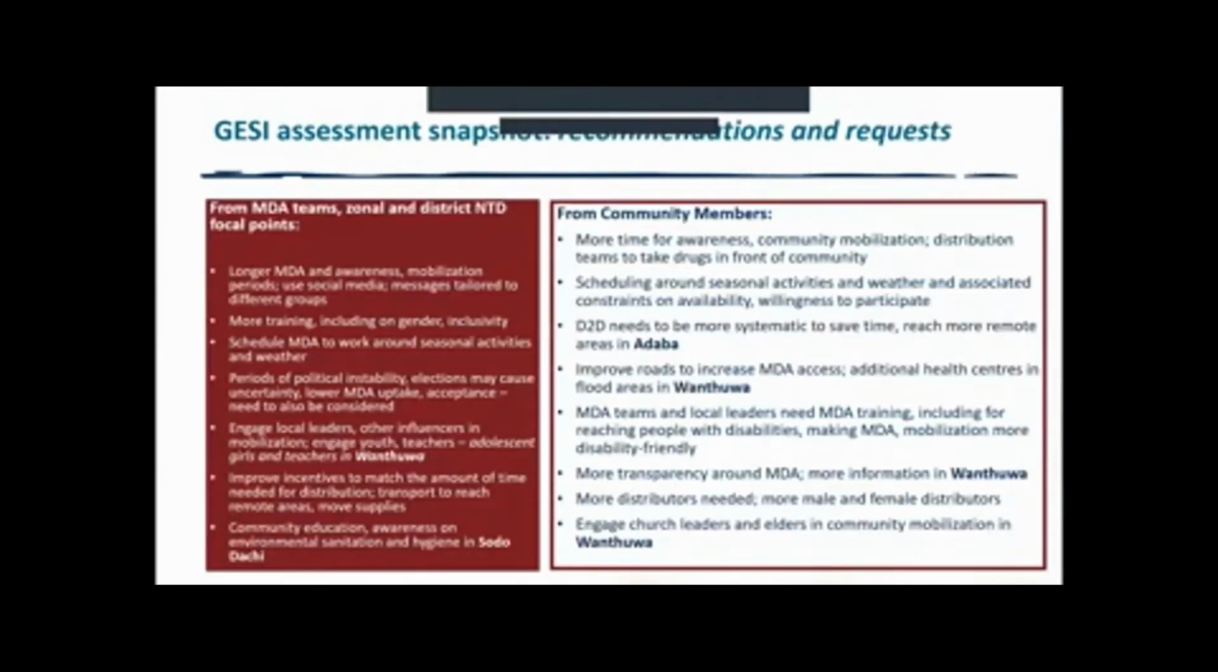Next, we use the assessment findings to inform the GESI behavior change activity, which we conducted in Adaba. The box on the left shows in a bit more detail the behavior change approach and steps which I covered in an early slide, but it is here again for your reference. An important step again to emphasize continuous identification of barriers is the root cause analysis we conducted with a cohort of individuals who have missed or refused previous MDA.